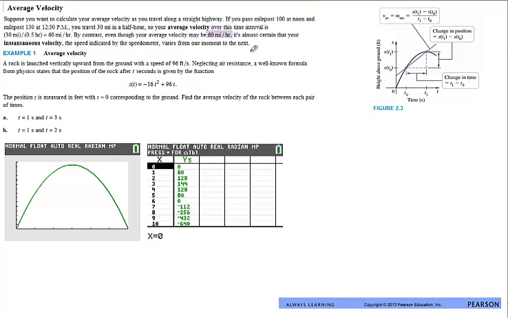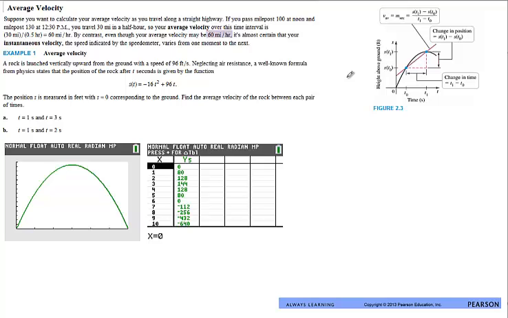Instantaneous velocity we look at all the time. Well, every time we drive a car, when we look at our speedometer, that is our instantaneous speed, the speed that we are doing right at that instant. And that instantaneous velocity changes as we change our speed or push our foot up and down on that accelerator.